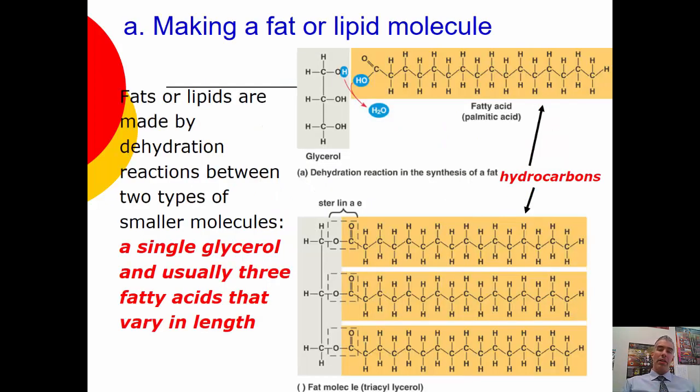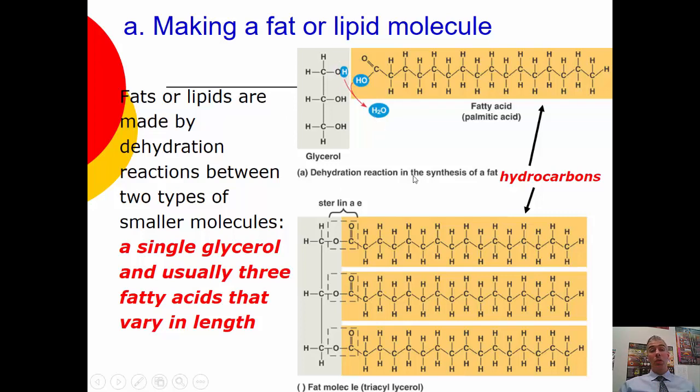So let's take a quick look at a triglyceride. This is a triglyceride, which is your standard fat that floats around in your blood. It's called a triglyceride because it has a glycerol molecule right here, and it's connected to 3 fatty acids. So that's where the tri part comes from. Notice when you put it together, you do a dehydration synthesis reaction. You put it together, water comes out.